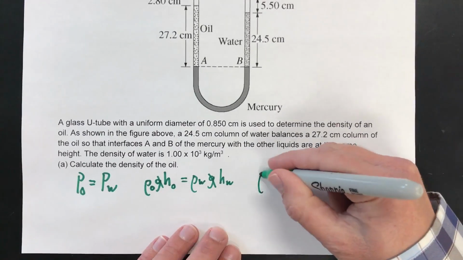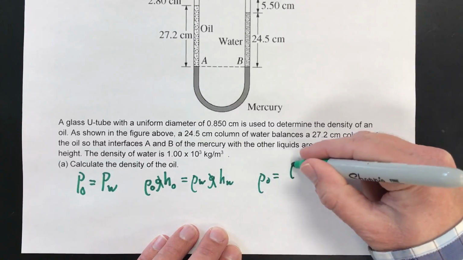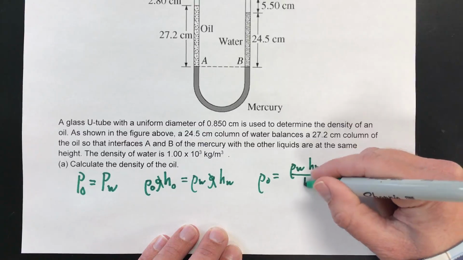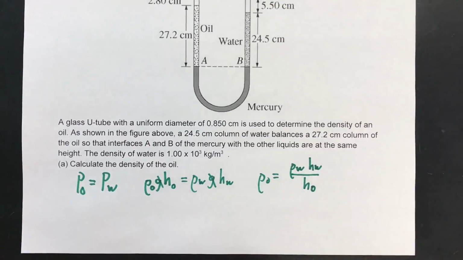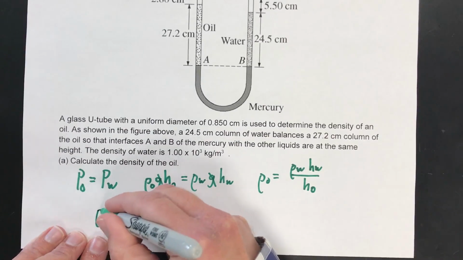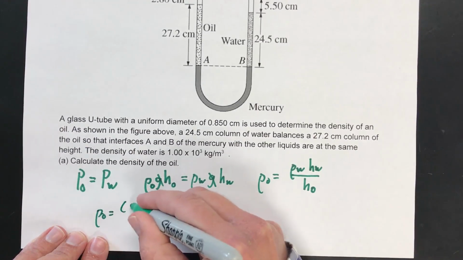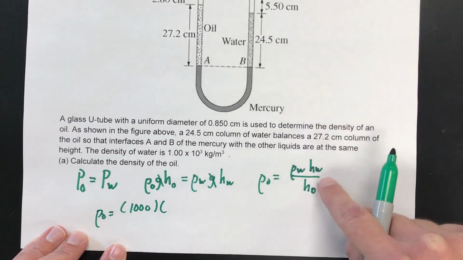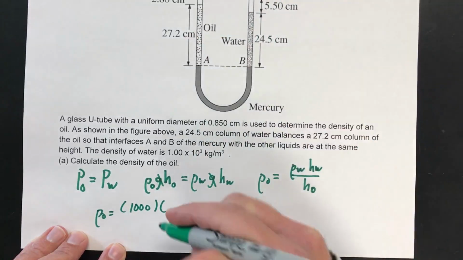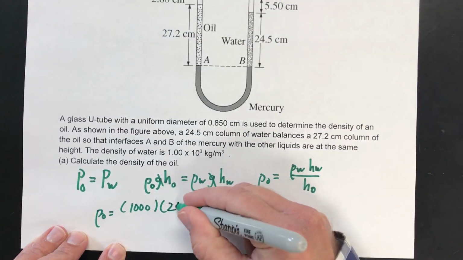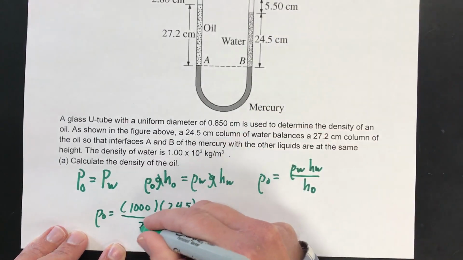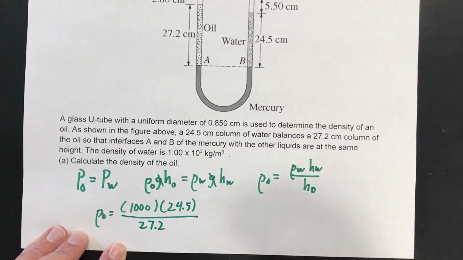So if we want the density of the oil, let's rearrange. Density of the oil will equal density of water times the height of the water divided by the height of the oil. So now we're just ready to plug in and solve. Density of water is 1,000 kilograms per cubic meter. If the heights are both in centimeters, that will cancel out. You don't have to convert it. So I'm just going to write 24.5 is the height of the water, and 27.2 is the height of the oil.